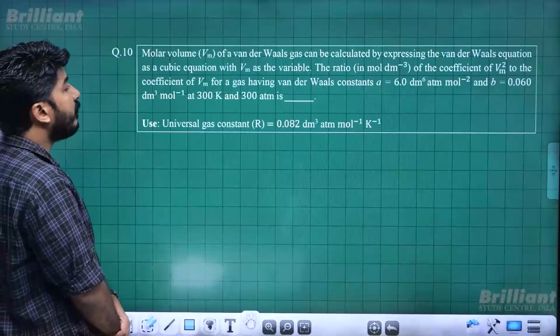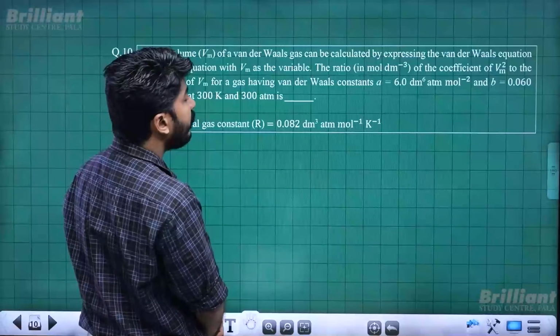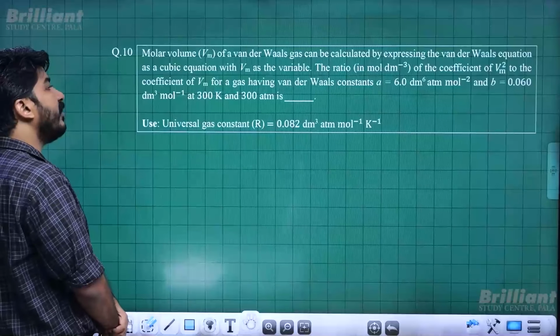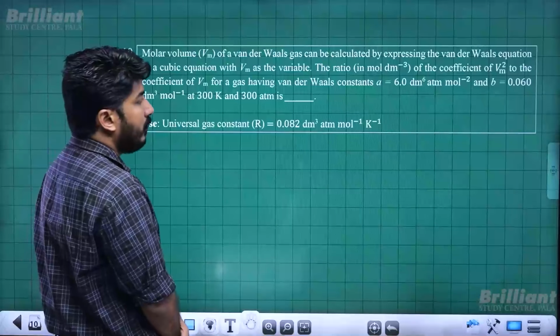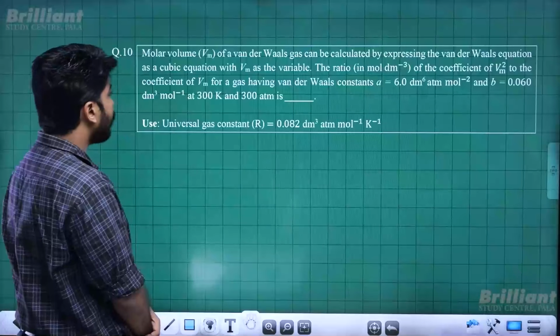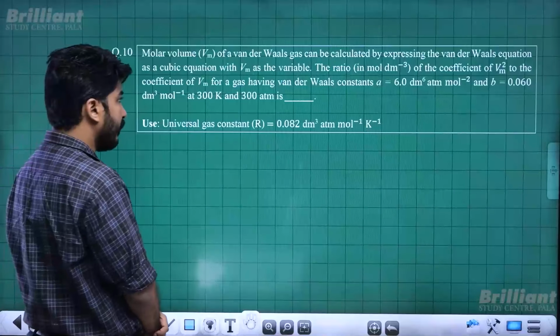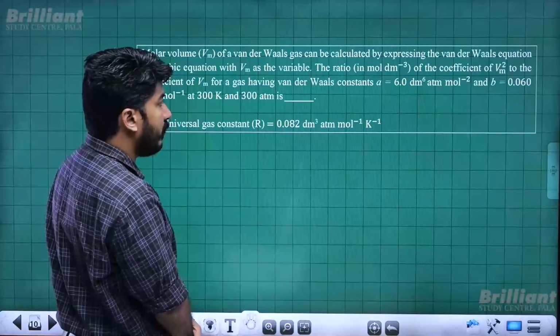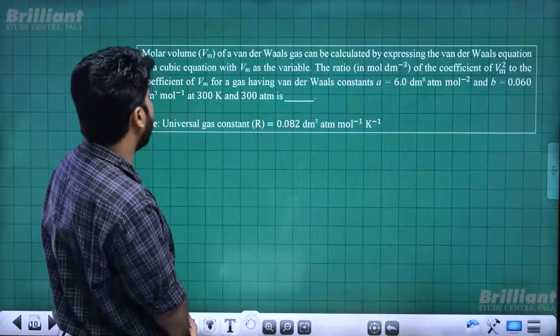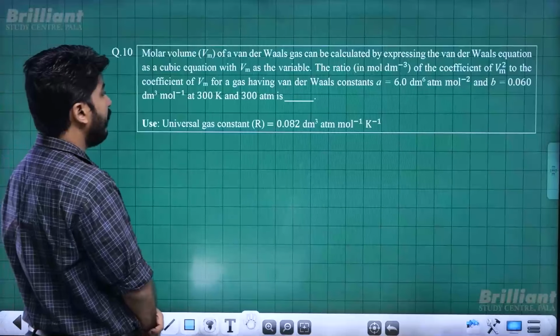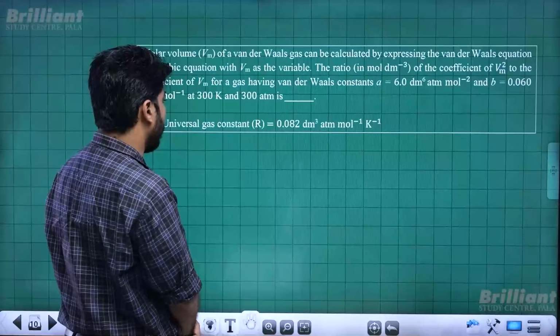Molar volume of a van der Waals gas can be calculated by expressing the van der Waals equation as a cubic equation with Vm as the variable. The ratio of the coefficient of Vm square to the coefficient of Vm for this gas, with the a value and b value as given here, at 300 Kelvin temperature and 300 atm pressure is dash.